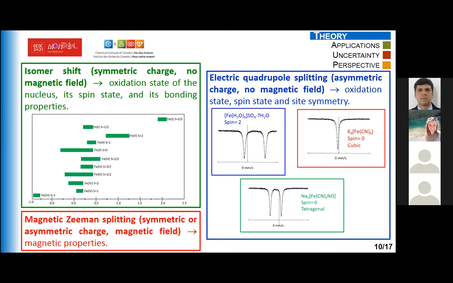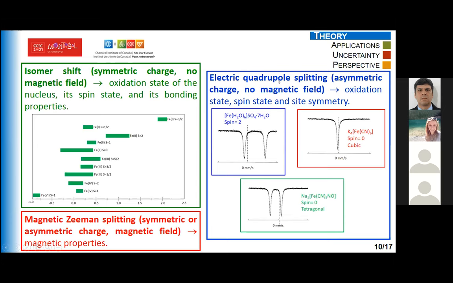As you can see here, for example, the iron-based compound in red has a symmetric distribution of the ligands around the iron nucleus. And for this reason, this type of compound doesn't show electric quadrupole splitting. On the contrary, in these two other cases, the compounds have a different distribution of ligands around the nucleus, and this asymmetry causes the production of electric quadrupole splitting.